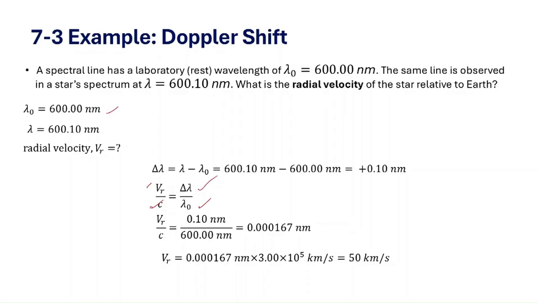Now here delta lambda is greater than 0. So in this example, the star is moving away from Earth at 50 kilometers per second, right? Now what if delta lambda is less than 0? That means blue shift. Then the star is approaching us. So this example shows how a tiny change in wavelength, barely 0.1 nanometer, can tell us exactly how fast a star is moving. Alright, now with this example, we conclude section 3 and the chapter.